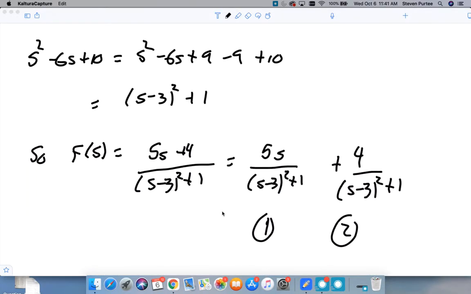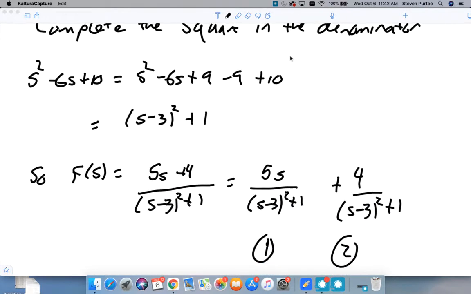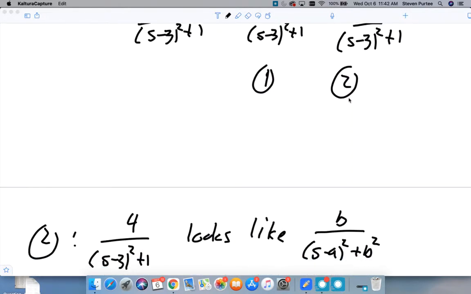Okay, so now again, there are a couple of different ways we could do this. I find this way the easiest. Go ahead and split up the fraction. Split up the numerator. You're allowed to do that with numerators. We get 5s over that denominator plus 4 over the denominator. This piece here already pretty much looks like this. So let's deal with him first. He's going to be a little easier. So I call that number 2.